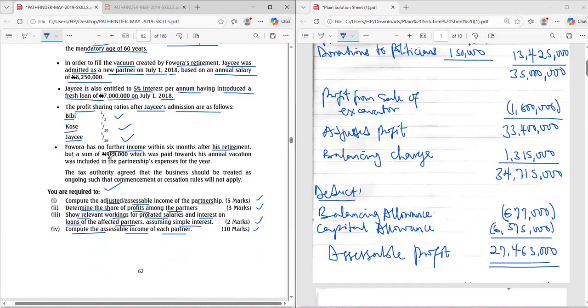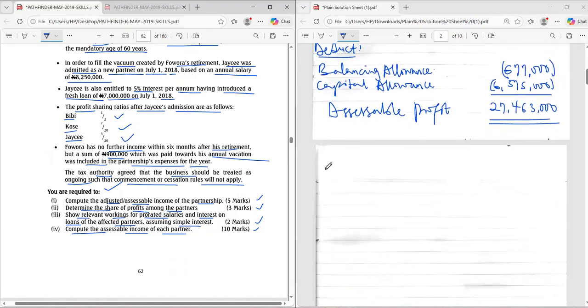But a sum of 900,000, which was paid towards his annual vacation, was included in the partnership expenses for the year. So they gave him 900,000. Okay. So it's going to be an income in his hands. The tax authority agreed that the business should be treated as ongoing, such that commencement and cessation rules will not apply. So forget anything about commencement here, and forget anything about cessation. We are good. All right, so let's determine the share of profit among partners.